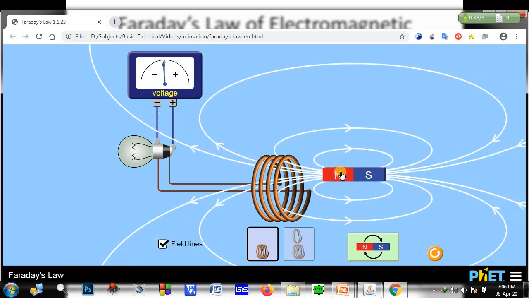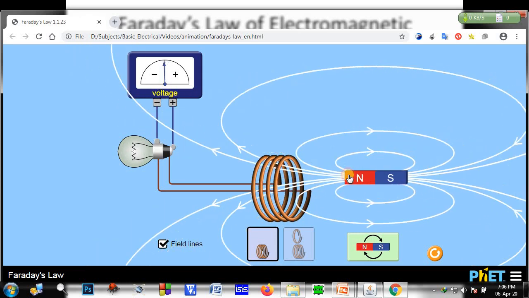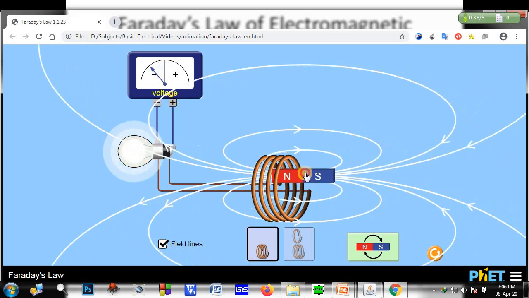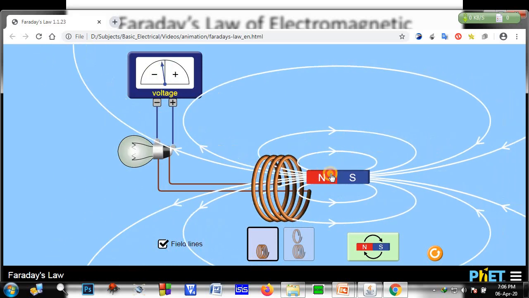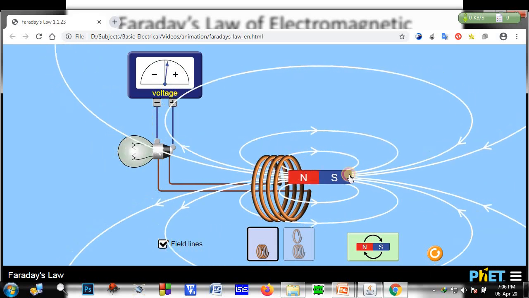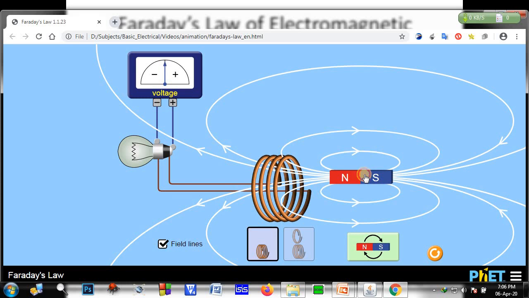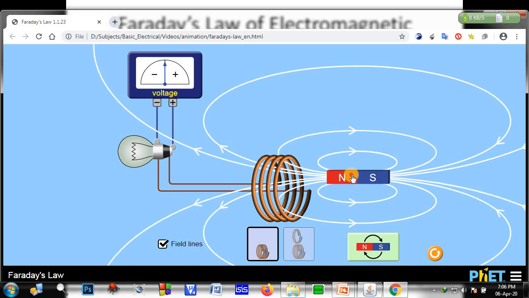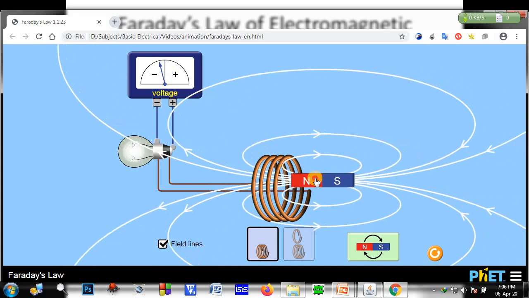When I move this, you can see the bulb and the voltmeter show that an EMF is induced. Also, when I move the magnet in one direction the reading is negative, and when I move it back the direction is positive. So you can see the difference now. This is as per the first law: whenever a changing flux links with a conductor, an EMF is induced in the conductor.